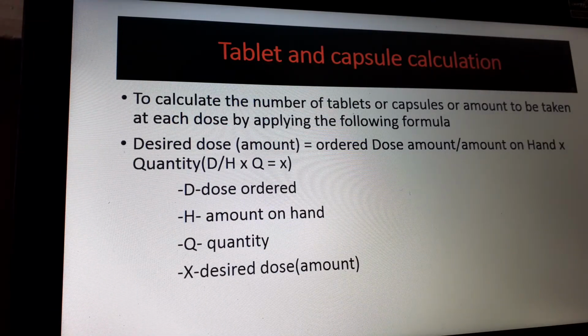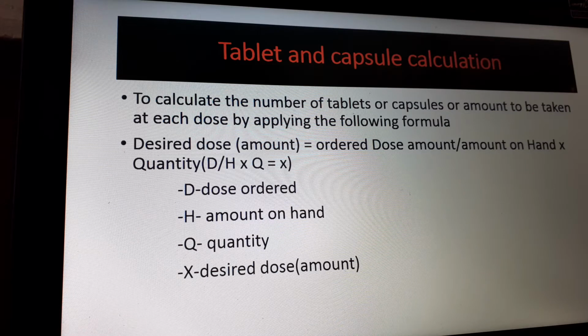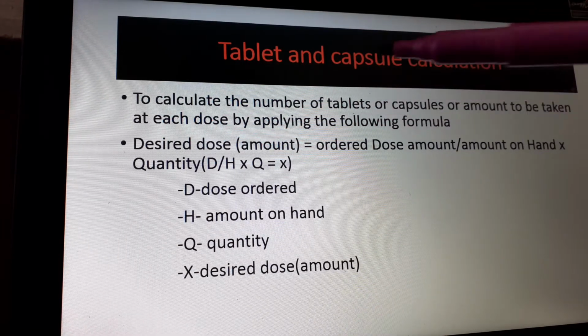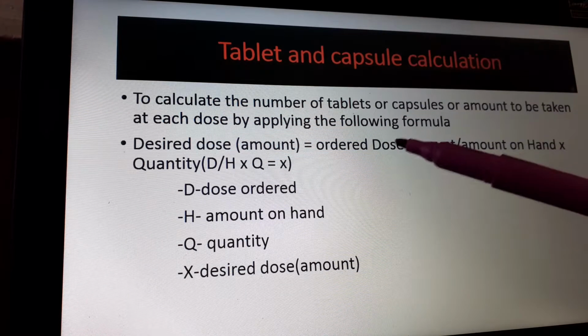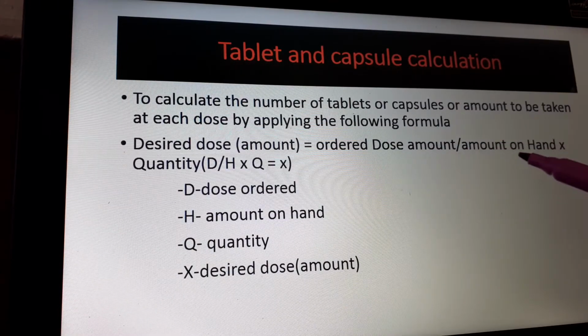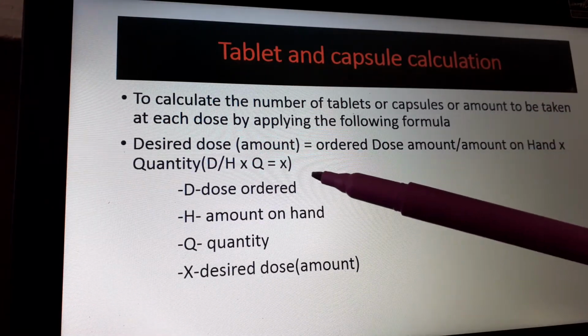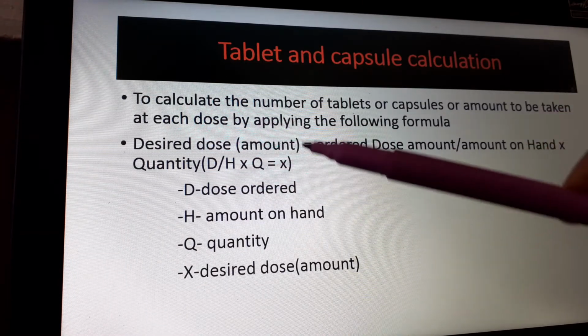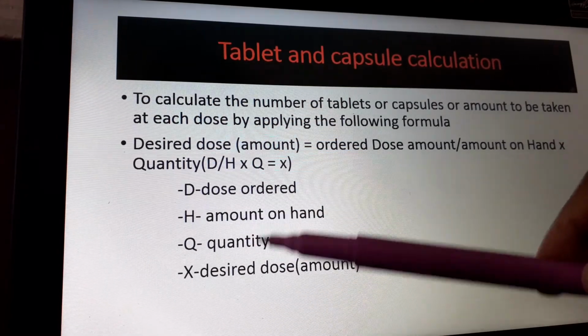So let's now look at how to calculate the dose for tablets and capsules. We have the formula. The formula says the desired dose or amount of dose is equal to ordered dose over amount on hand times the quantity of drug. We say X, the desired dose, is equal to D over H times Q, D being the dose ordered, H the amount on hand, and Q the quantity.